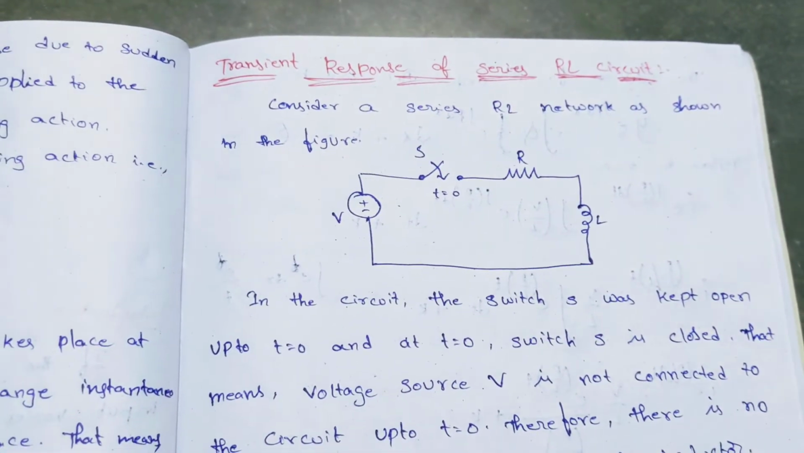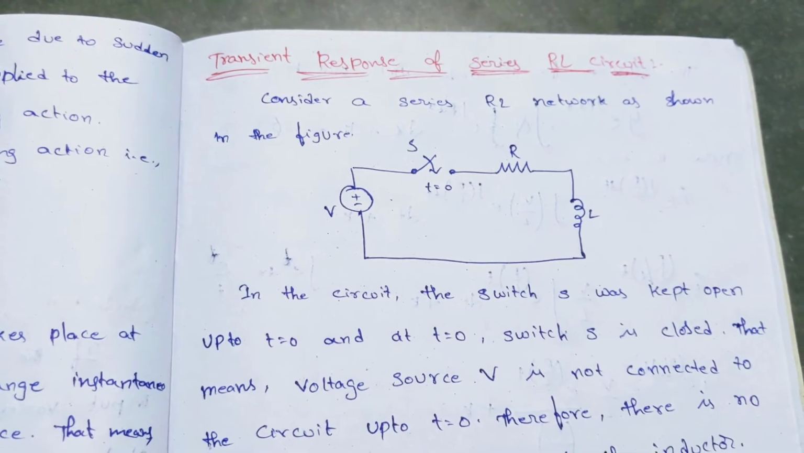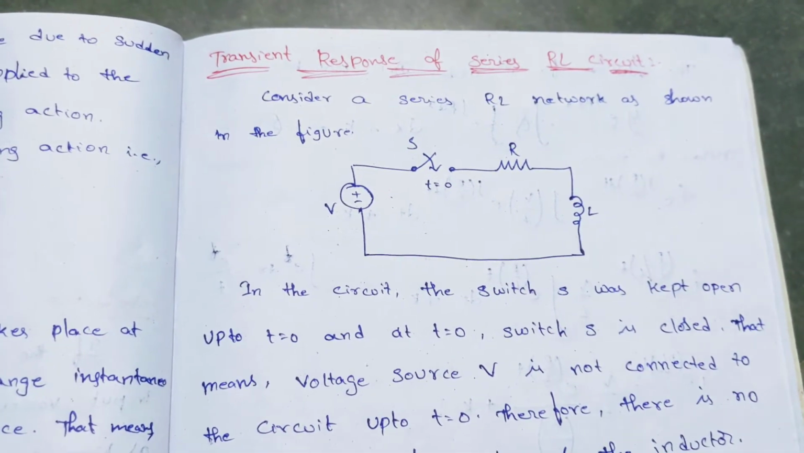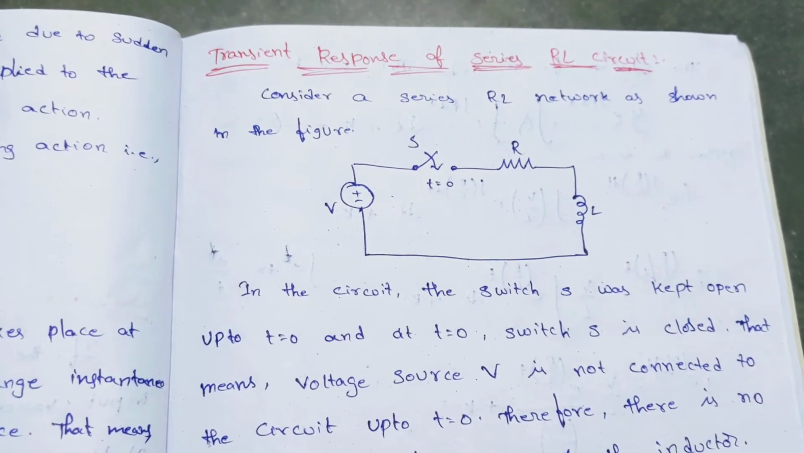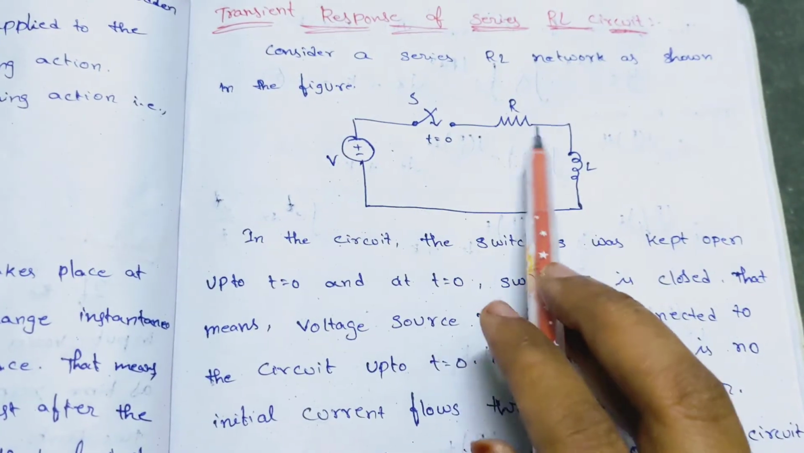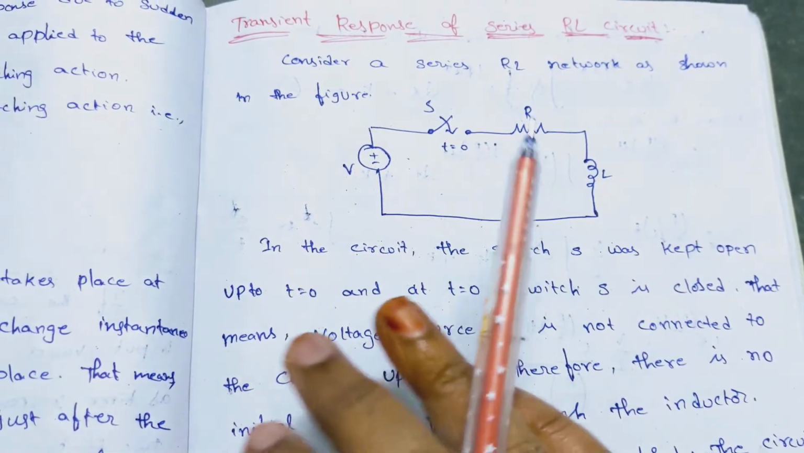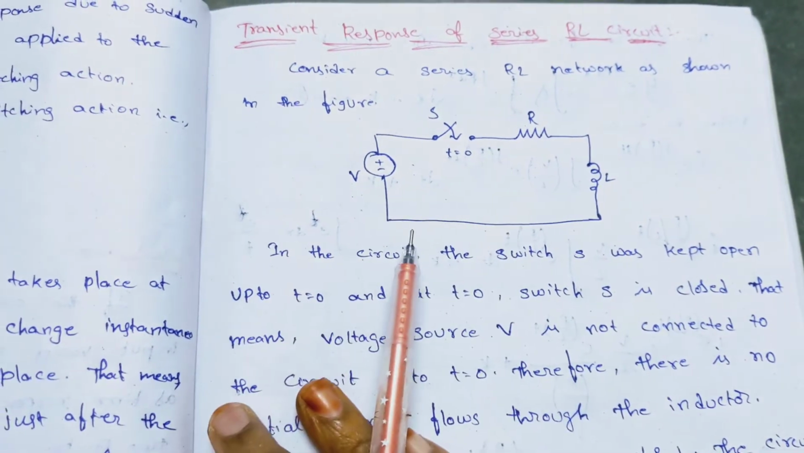Good morning to everyone. In today's video, we are going to discuss the transient response of a series RL circuit for DC input. Okay, so this is the circuit, a series RL circuit. Till now, we have discussed only the circuit which is directly connected.